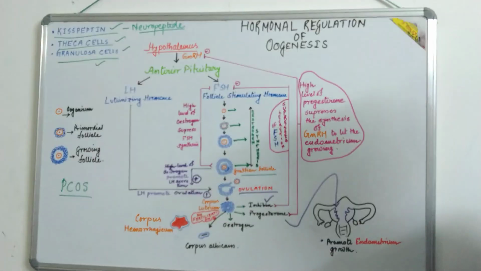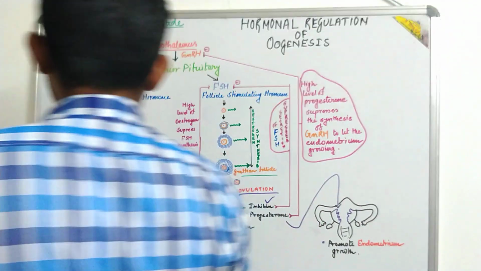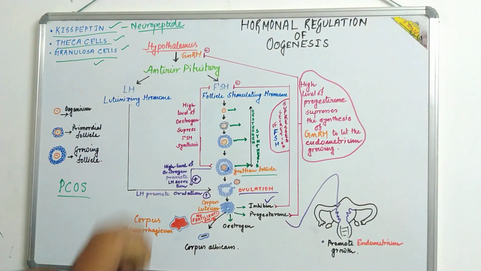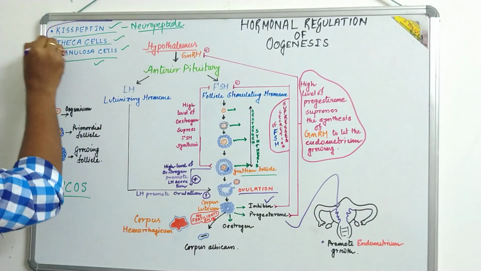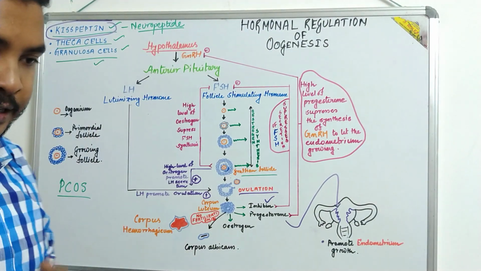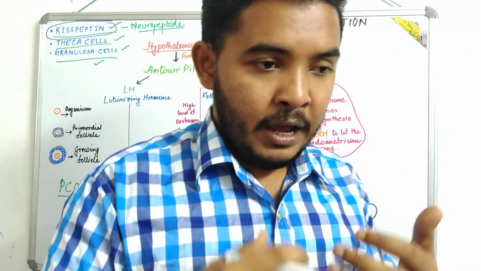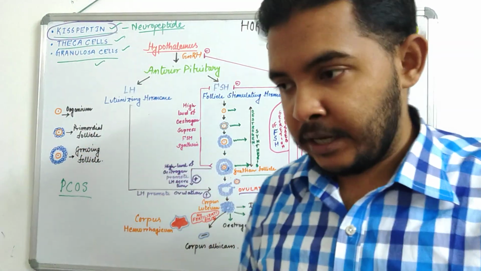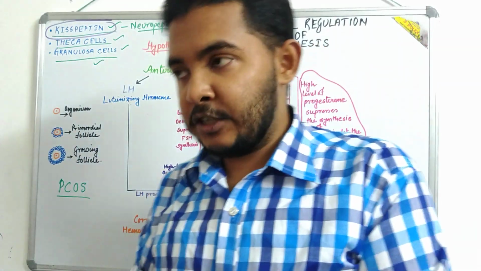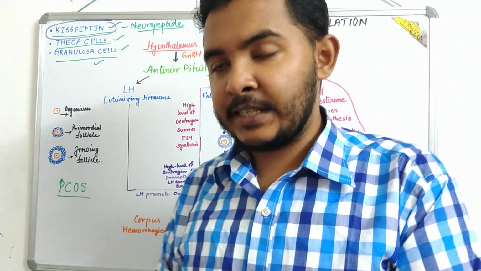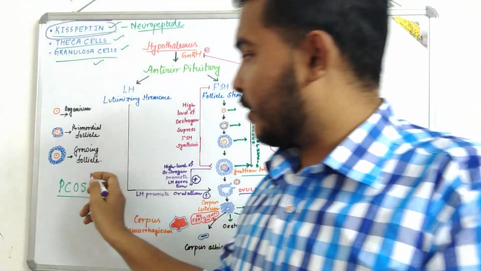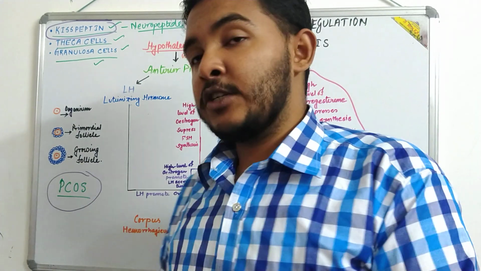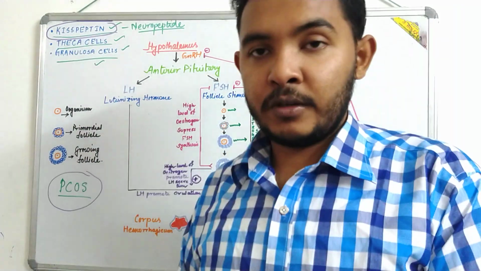So what is PCOS? If there is very little secretion of kisspeptin, or inappropriate secretion of kisspeptin, or any change in the gene of this kisspeptin, the KISS gene actually, it leads to polycystic ovarian syndrome in females.